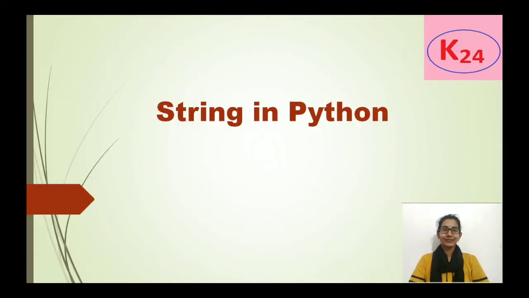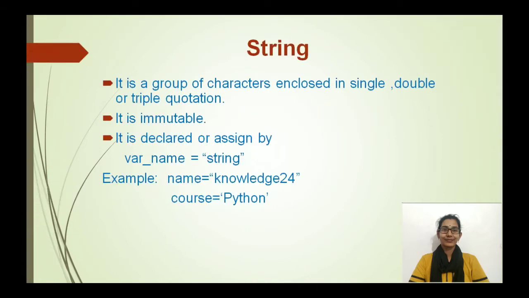In this lecture, we will discuss the topic string in Python. Basically, a string is a group of characters enclosed in single quotes, double quotes, or triple quotation. Strings in Python are immutable and are declared or assigned by a simple variable name equal to any string in double quotation or single quotation. For example, name equal to "Knowledge 24".